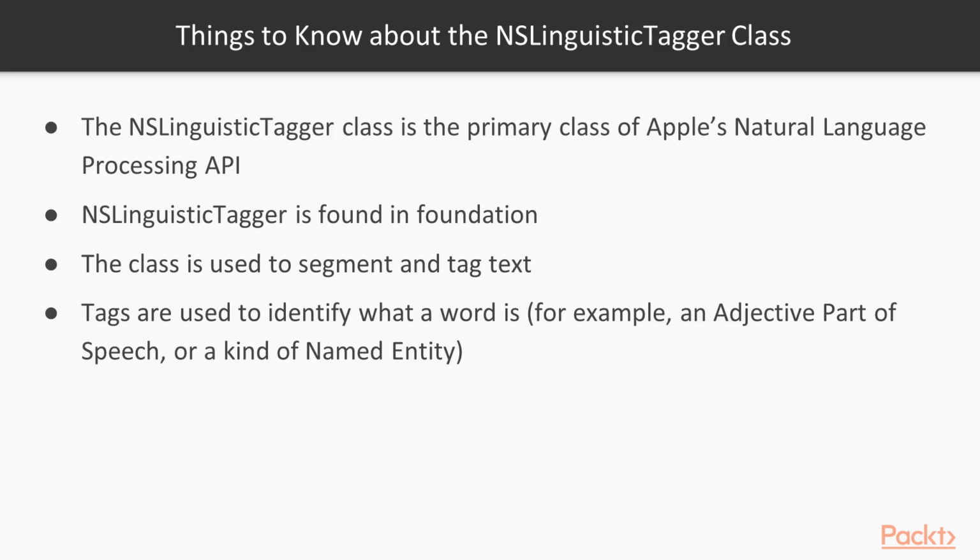This means to break text up into individual pieces that you can take a look at, whether it's a word or a named entity. And then you're going to tag the text. Tags are used to identify what a word is. For example, it could be an adjective part of speech, or an adverb, or a verb, but it could also be a named entity, like a person or a place.